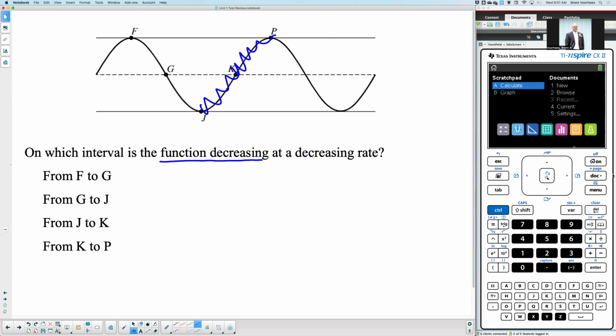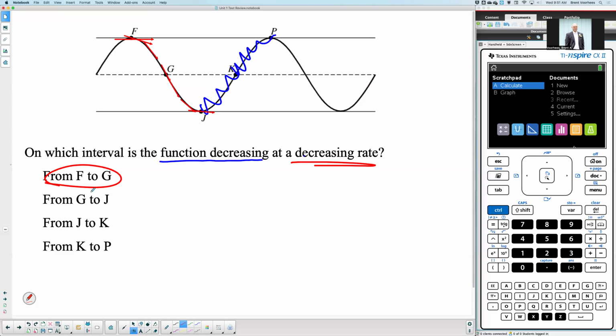A decreasing rate, what does that mean when it says decreasing rate? That's your slope of your tangent lines. So we want those pointing more and more down as we go along. Is it F to G? Or is it going to be G to K, G to J? F to G. That's where the slopes are decreasing. It'd be F to G.